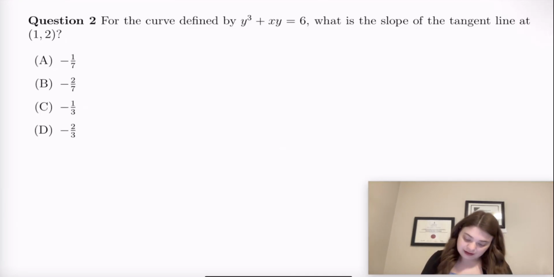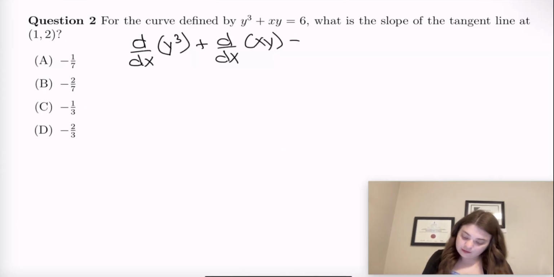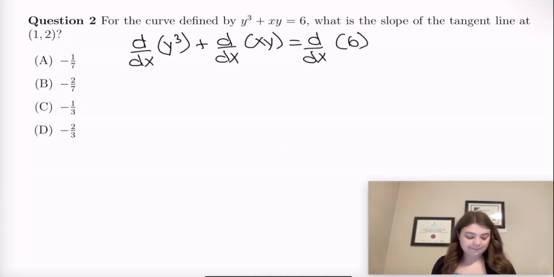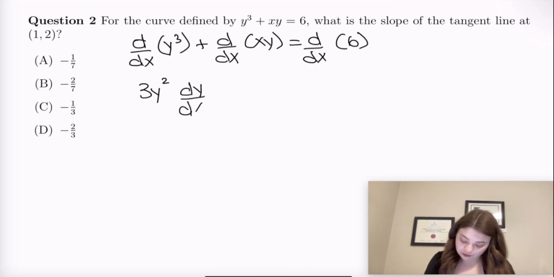So let's do that. We need to take the derivative with respect to x of y cubed plus the derivative with respect to x of xy, equaling the derivative with respect to x of 6. Okay, then we're actually going to take those derivatives. For the first one, we're going to get 3y squared by using the power rule, and then we're also going to get dy over dx.